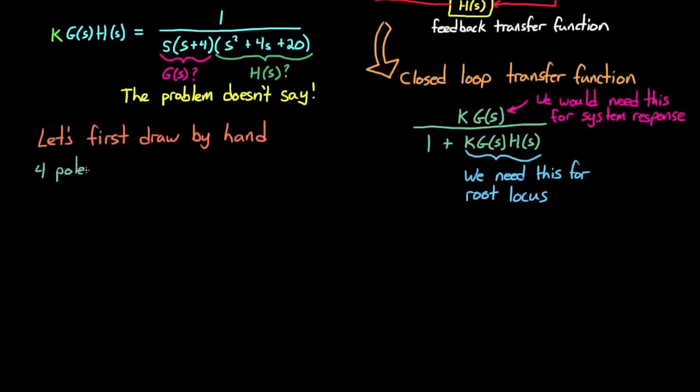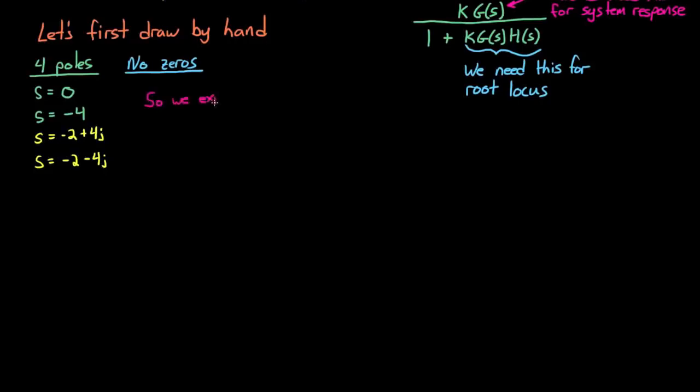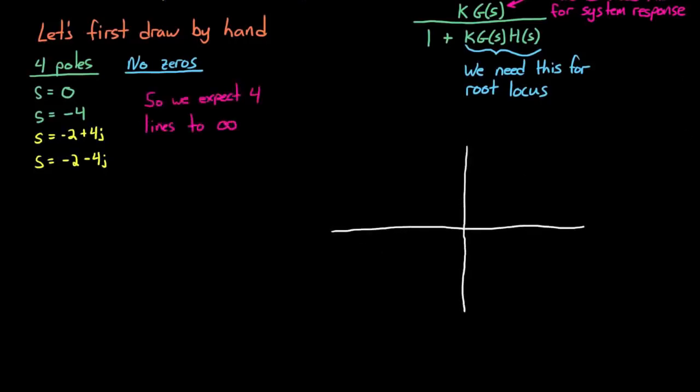Now first thing I do is plot the locations of the poles and zeros of g of h. And we can see that there are 4 poles at 0, minus 4, minus 2 plus 4j, and minus 2 minus 4j. And since there are no zeros, we'd expect 4 lines to go off to infinity. Let me draw the S-plane and then mark out the 4 open loop poles.